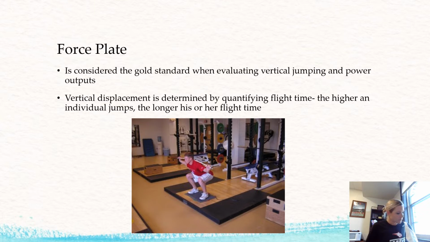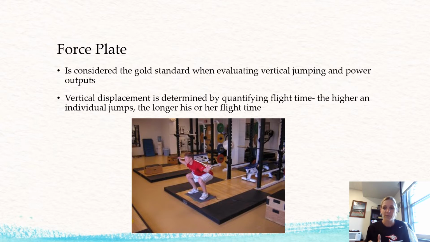So looking at the force plate, again, this is considered our gold standard when evaluating vertical jump and power outputs. Vertical displacement is determined by quantifying flight time. Okay, so the higher an individual jumps, the longer that person is off of the force plate, and so therefore we can calculate what their jump is.